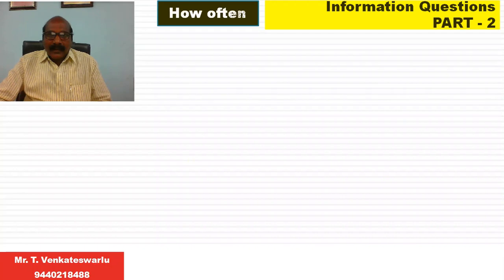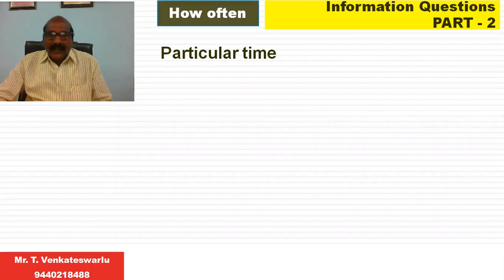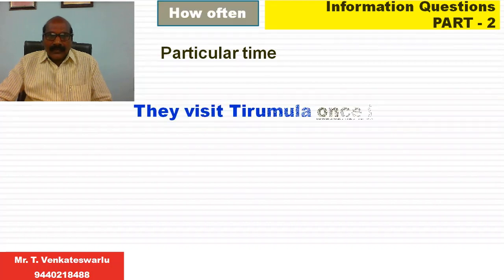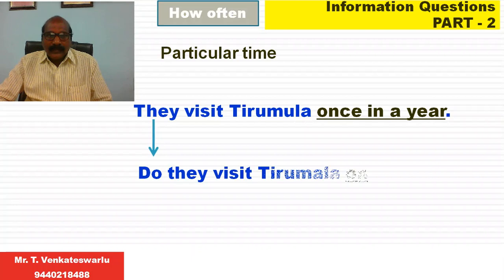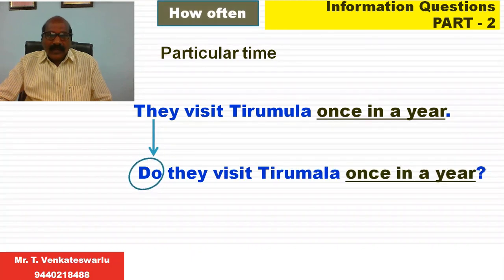And another question phrase. How often? This phrase refers to a particular time. Let's have a look at some examples. They visit Tirumala once in a year. The verb in the given sentence is in simple present tense. So we have to begin the yes or no question with do. Do they visit Tirumala once in a year?